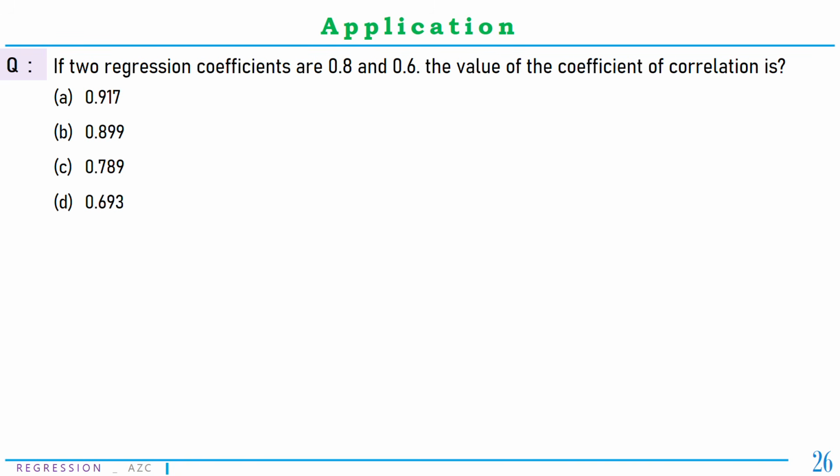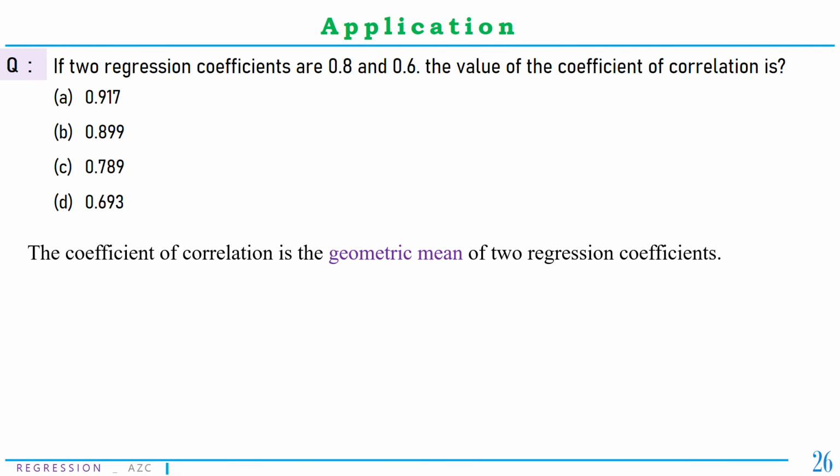Question: if 2 regression coefficients are 0.8 and 0.6, the value of the coefficient of correlation is? The coefficient of correlation is the geometric mean of 2 regression coefficients. So, put values of 2 regression coefficients in this equation and calculate correlation. Coefficient of correlation obtained is 0.6928, so the right option is D.